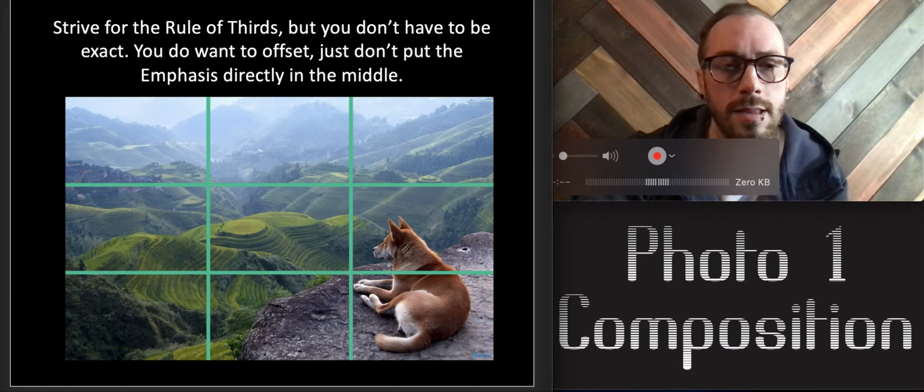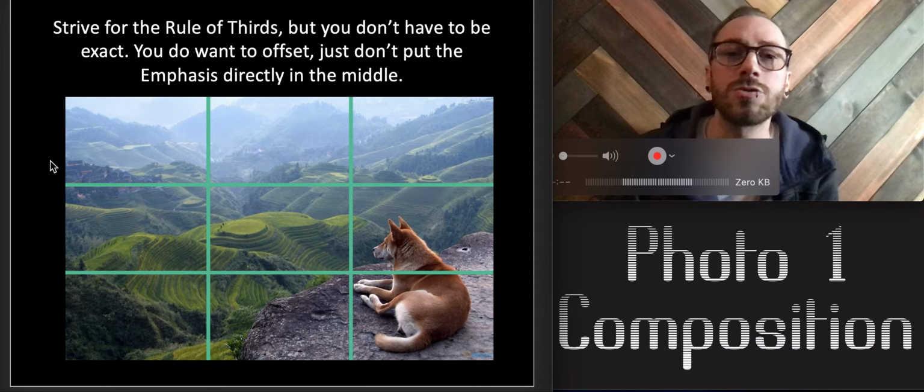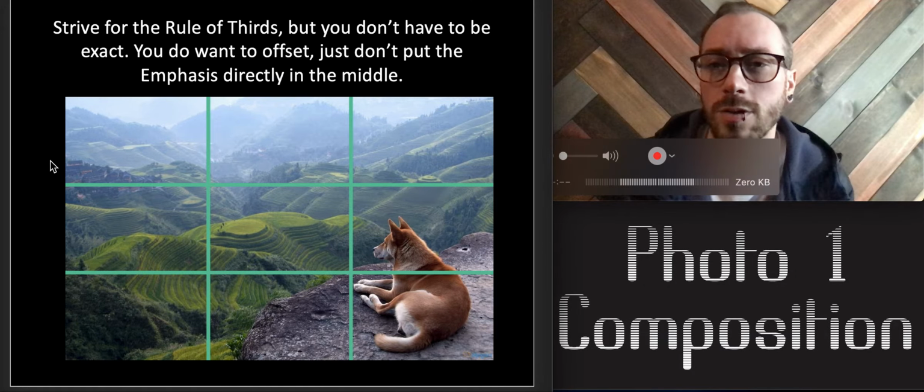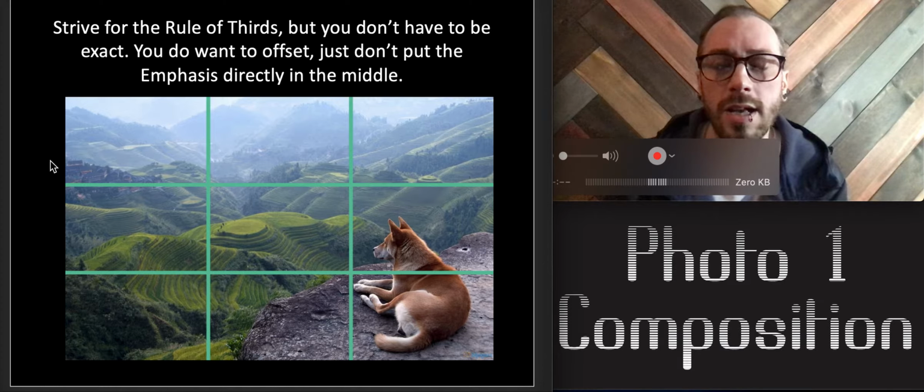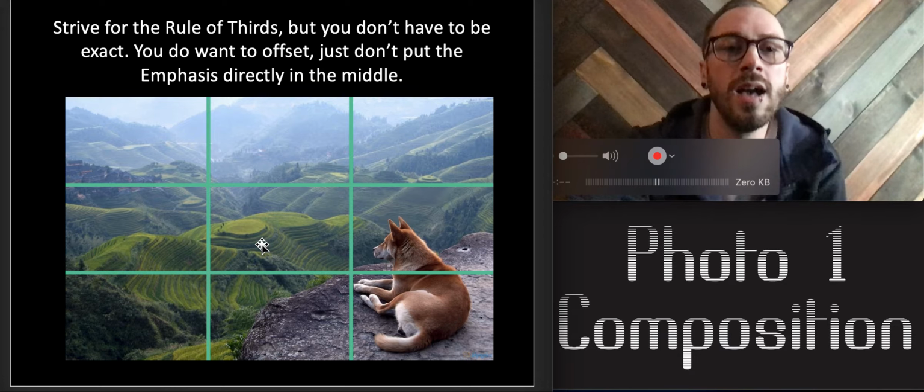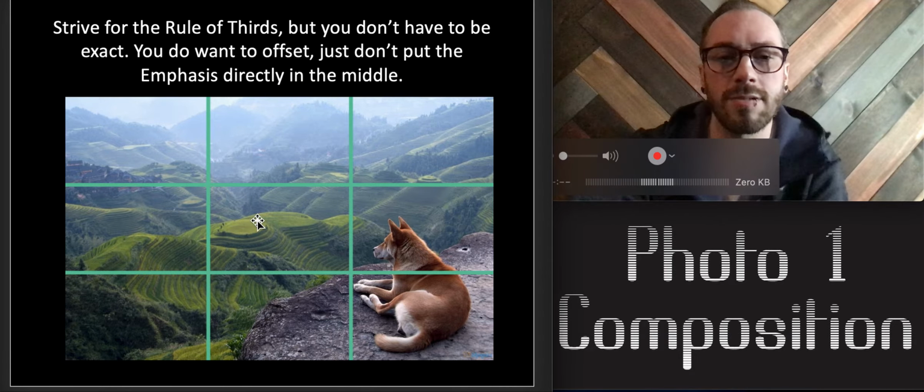All right, last one on rule of thirds. And then just to talk about this, you're going to strive to use the rule of thirds to make these photos look the best you can. But remember, it does not have to be exact. And a lot of times the pictures aren't going to be exact. So you at least want to offset your image. Don't put the main focal point directly in the middle of the shot. Please don't do that. And then you can just always offset here.